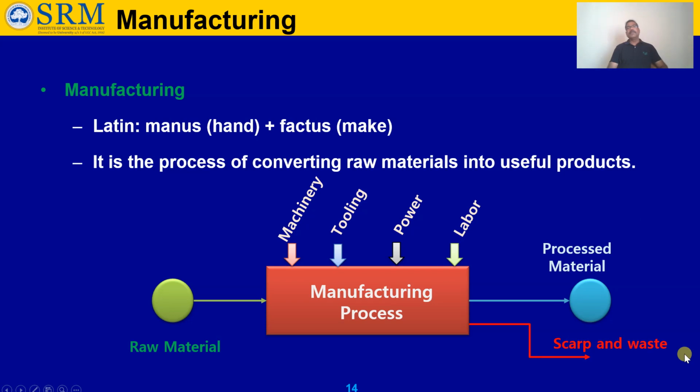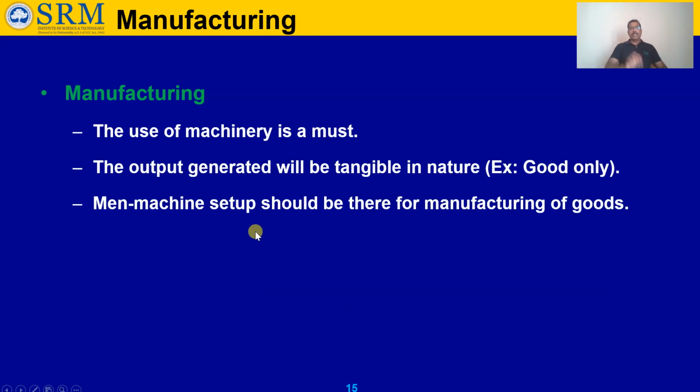To name it, if you do CNC milling, CNC cutting or turning, using turning we remove some shape, we remove some outer profile of the material. That removed material will come out as scrap and waste, and the final product will be considered a finished component. Okay. So in manufacturing, it is mandatory to use machines.